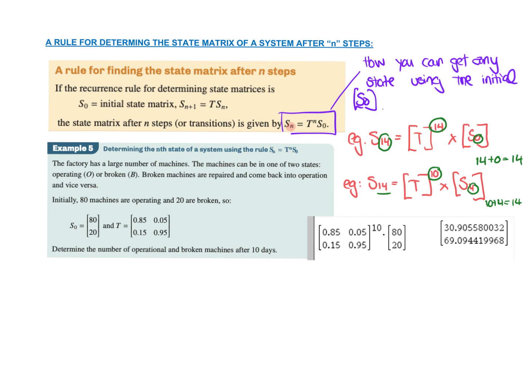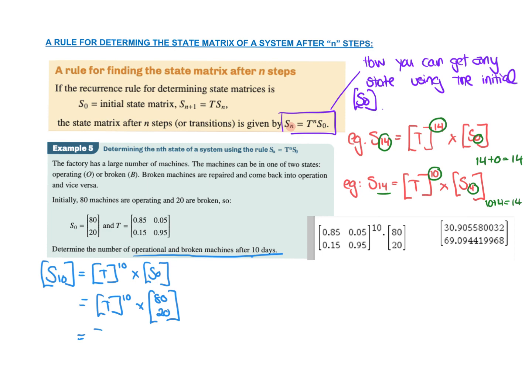All right, so let's have a look at this example here. It says a factory has a large number, we've still got the operating and broken machines, and they said determine how many operating and broken machines after the 10 days. So you want state 10. You're going to do the transition to the power of 10. Now they gave me S0, so that's why I'm doing that. As I said, you don't need to keep writing it out. You can use the letter T like what I'm doing, and because they gave you S0, you can even leave it as S0, but I'll just show you. We pop that in, and we get 31 and 69 that way.